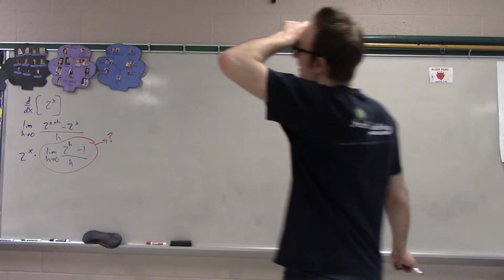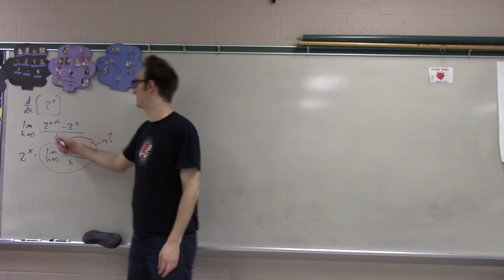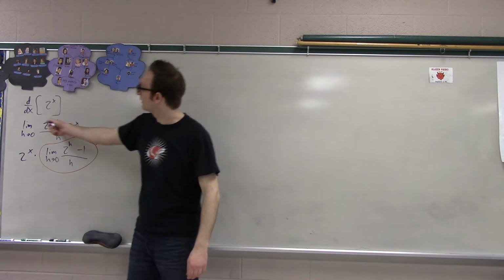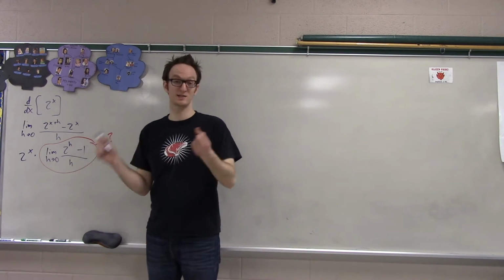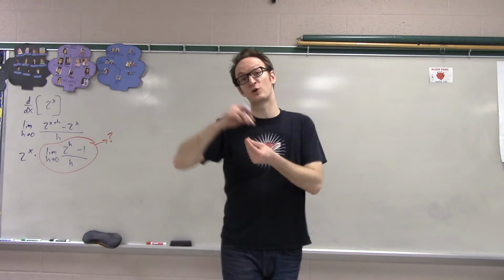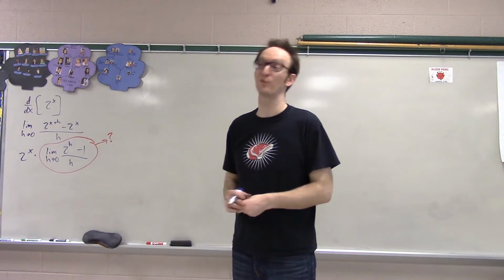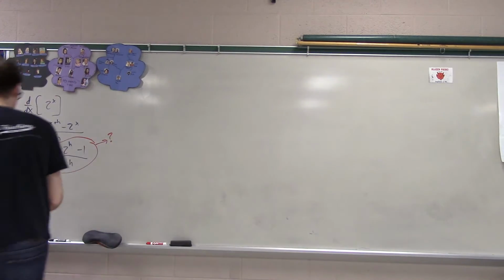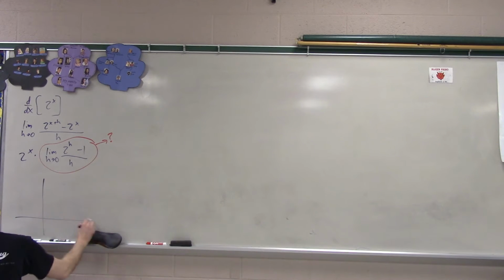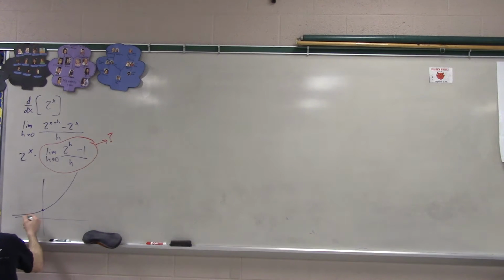But we did learn from this, assuming that this limit exists, and it does, that the derivative of 2 to the x must be 2 to the x times some constant. In other words, the 2 to the x function increases at a rate proportional to itself. And what is this mysterious constant? We can get some more information out of this by graphing the function and thinking about it. So the 2 to the x function kind of looks like this, and this limit can be interpreted as a derivative. It is the derivative of the function at 0.